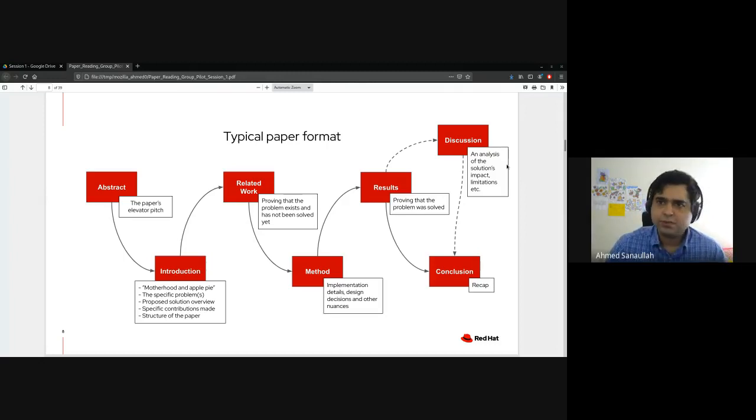At this point, most papers just wrap it up with the conclusion. Otherwise, you sometimes have this discussion section where you further analyze the solution and the results that you got, and really draw some interesting comparisons there.